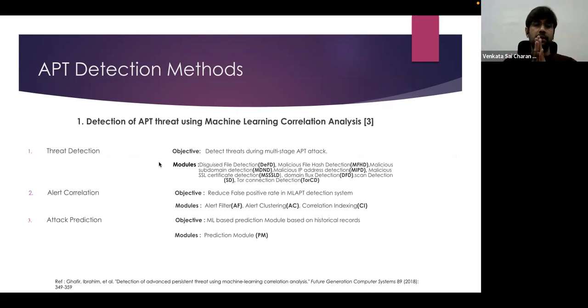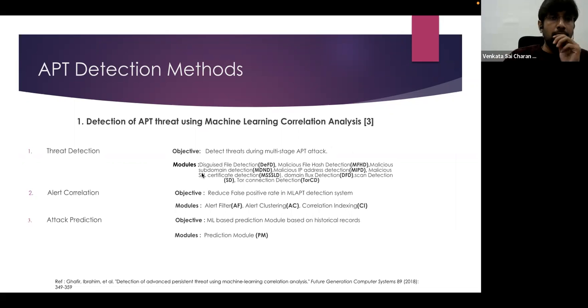This was the first one. In this first work, I will be discussing detection mechanisms using machine learning and machine learning correlation analysis. In this work, the researchers proposed three individual modules: the first is the threat detection module, the second is the alert correlation module, and the third is the attack prediction module. I will explain the architecture in detail in the next slide. I will just touch on the sub modules present in the threat detection module, so that you get a better idea while understanding the architecture.